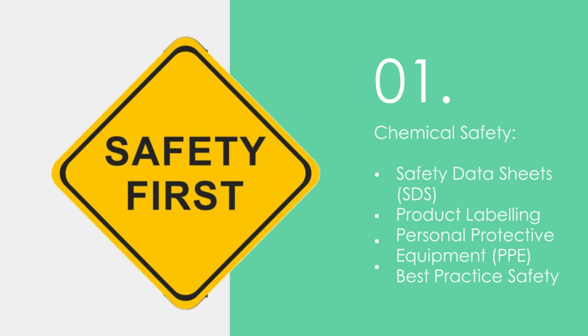In this module, we will be covering all information relating to chemical safety. This includes safety data sheets, otherwise known as SDSs, product labelling, personal protective equipment, otherwise known as PPE, and best practice safety.